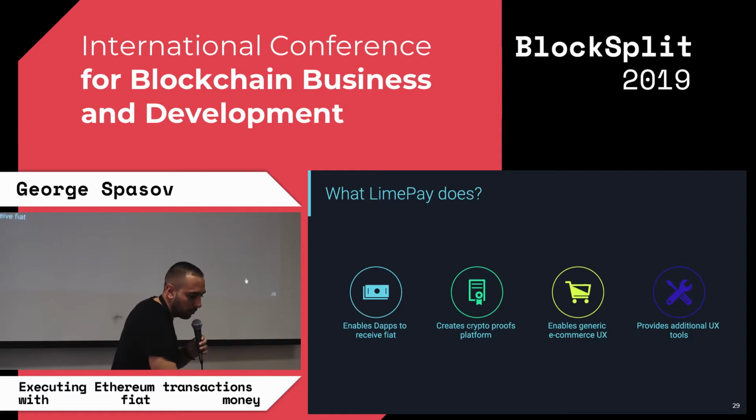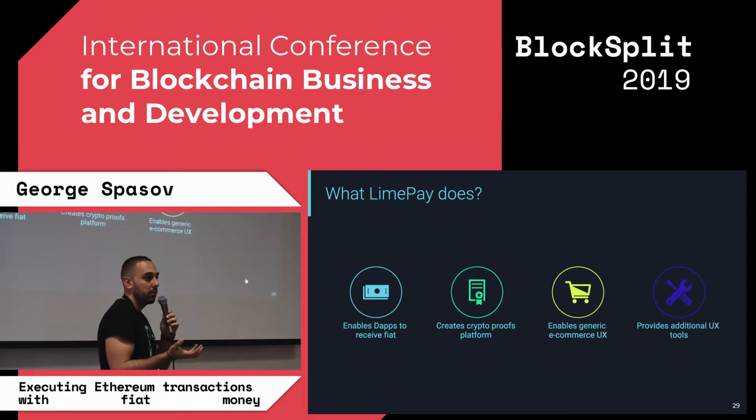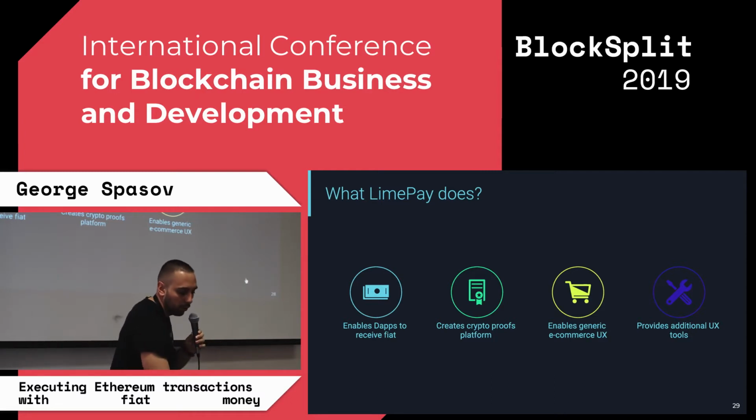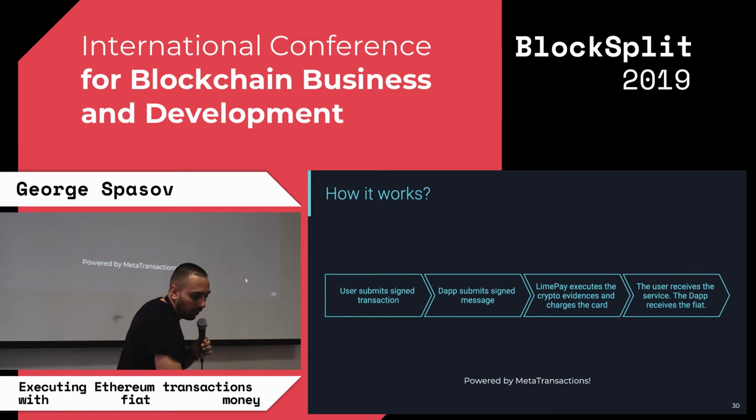What LimePay does is pretty much enabling dApps to receive fiat, creates a crypto proofs platform, something that I'll tell you very briefly in a second, and if somebody is interested in the very inner workings of the platform, I can tell you more after this or in the questions. It enables a generic e-commerce user experience. Everything that you saw here is pretty similar to Amazon, eBay, and whatever is there, and provides additional UX tools like not bothering with wallets. Why were we not bothering with wallets? Well, because we just were typing our password, and the thing that I told you, the cloud-based wallets, was just kicking in.